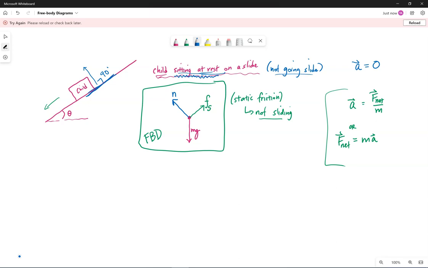When it relates to solving problems on a slope, we are always going to rotate or tilt our axes, meaning we're going to make our x-axis along the slope and y-axis perpendicular to the slope. We can make pointing up the slope or down the slope positive.